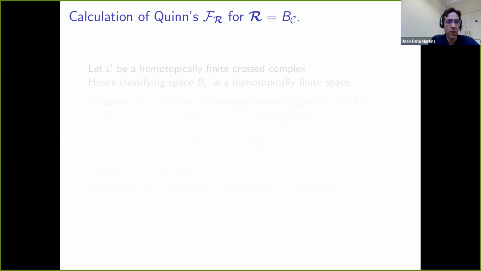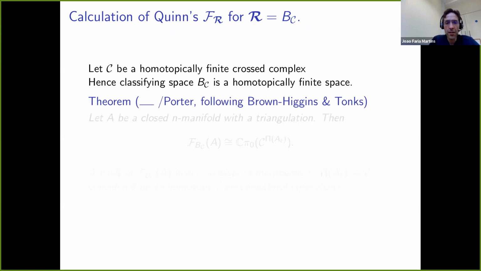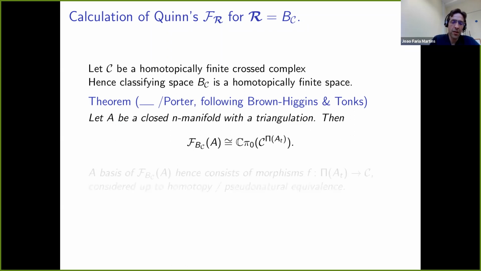So let's then explain how to compute this Quinn finite total homotopy TQFT for B C, the classifying space of a homotopically finite crossed complex C. Actually, I think it should be finite here. I'll see. And so there's this theorem. If A is a closed n-manifold with a triangulation, then the vector space that the Quinn TQFT with the classifying space of C associates to A turns out to be the free vector space on pi 0 of this crossed complex.